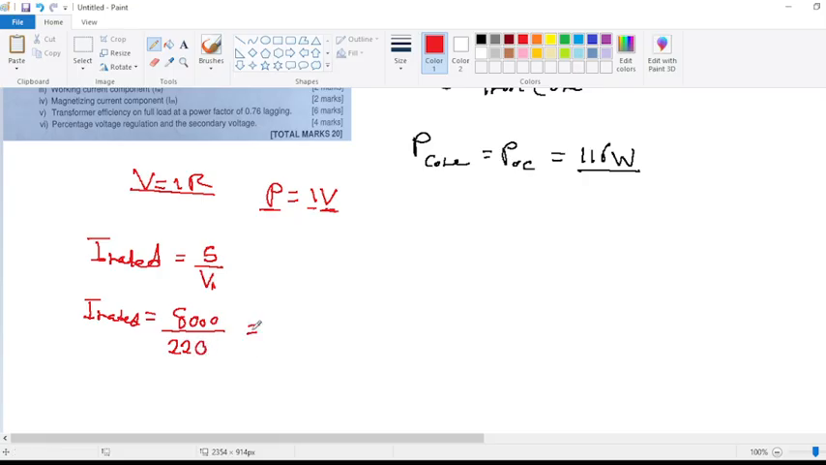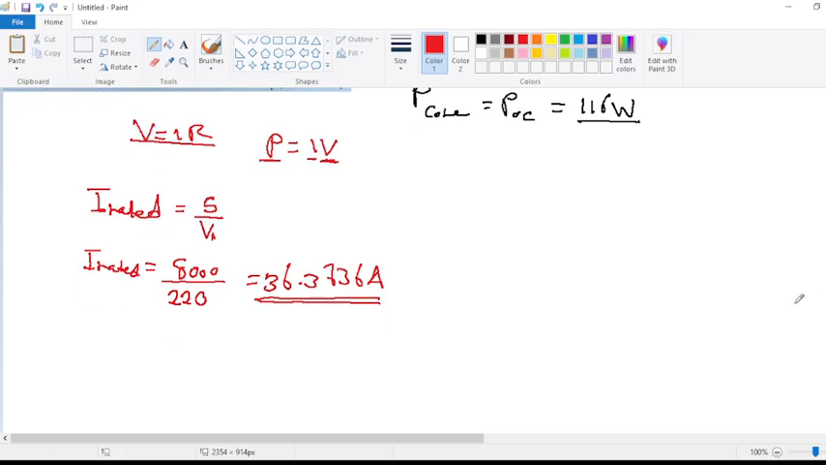So when you divide this now, what is 8,000 divided by 220? On the calculator, 8,000 divided by 220, you have 36.3636 amps. So this is the rated current on the primary side, as in the full rated current on the primary side. We have 36.3636 amps.